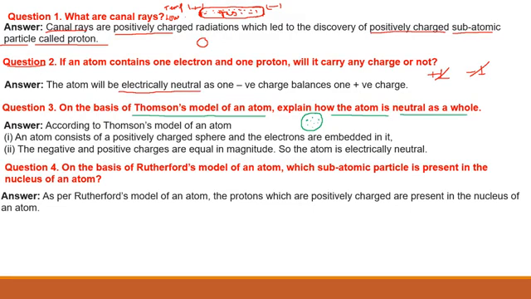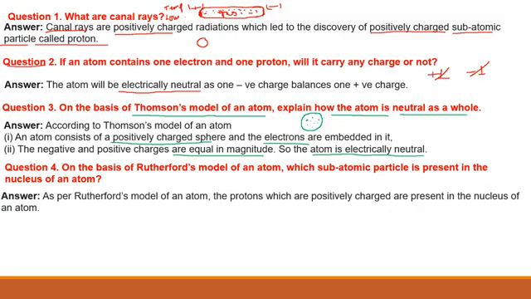An atom consists of a positively charged sphere. The red part of the watermelon is completely a positive charge, and the electrons, nothing but the black seeds, are embedded in it. The negative and the positive charge are equal in magnitude. So the atom is electrically neutral. This is what was put forth by Thomson.